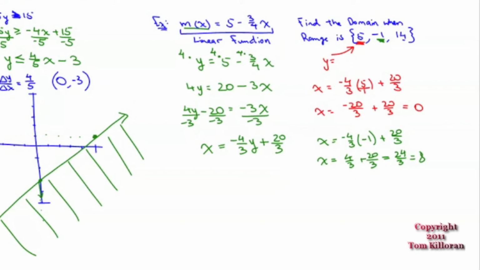Let's see. 14. It's a little bit bigger, but x equals negative 4/3 times 14. I'm going to put it over 1. Plus 20/3. All right, 14 times 4. 56? Okay. So this is negative 56/3 plus 20/3. Better known as? It'd be negative 36/3. So this is negative 36/3, better known as? 13, no, 12.